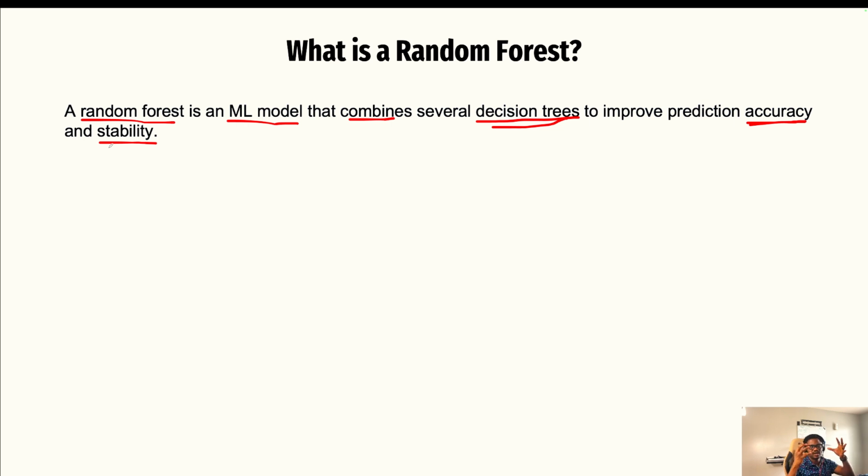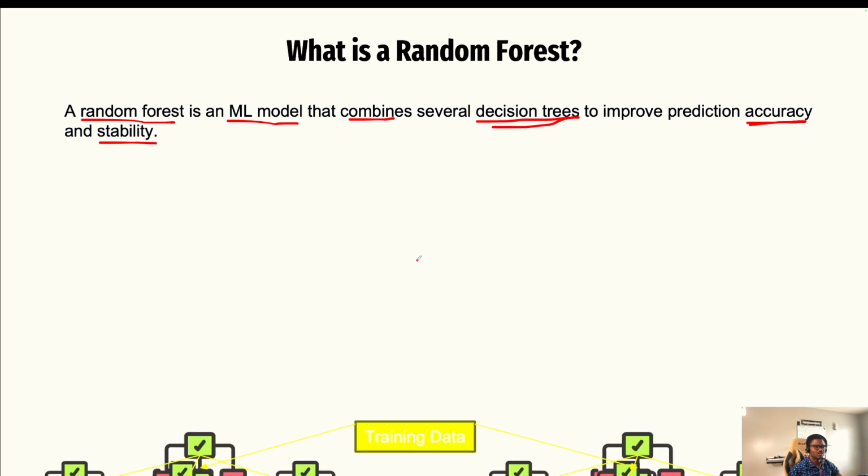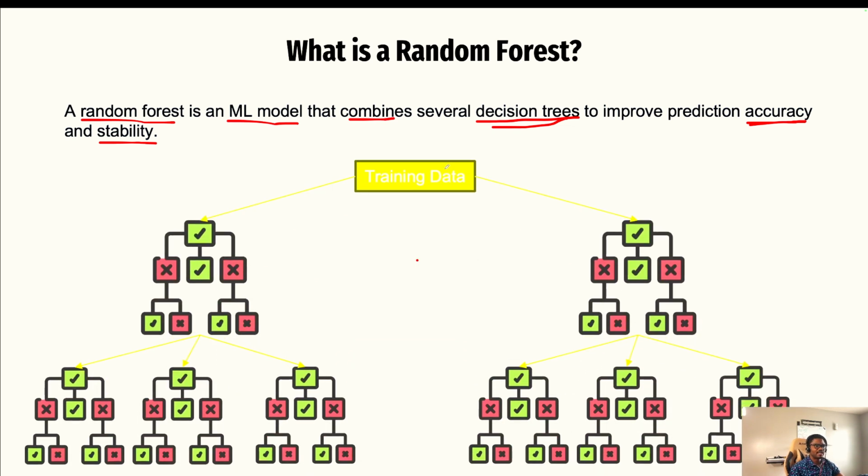So that's why we need random forest, which is a combination of decision trees. Hopefully you guys are able to understand that. The reason why we need random forest is to increase our accuracy and to increase our stability, and random forest is a combination of decision trees. So let's look at an example. This whole diagram is a random forest. Each of these is a tree on its own. This is a tree, this is a tree, this is a tree. Each of these are trees.